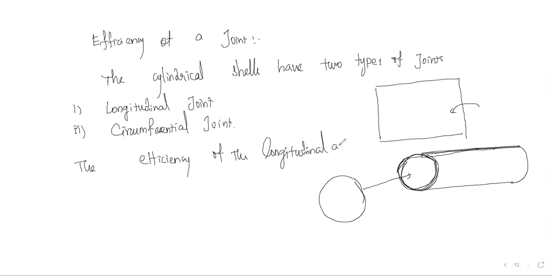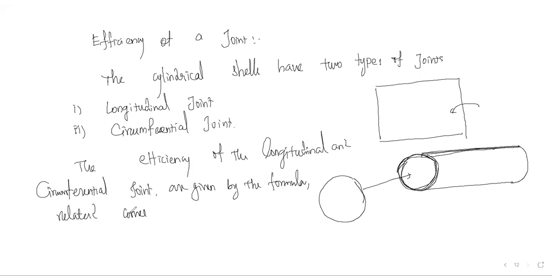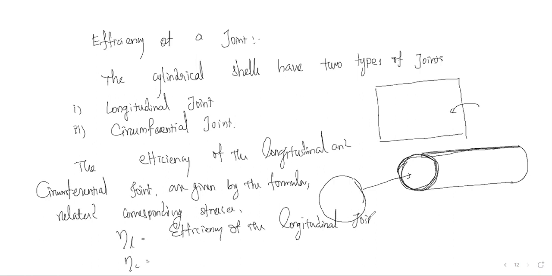are given by the formula related to the corresponding stresses, as efficiency eta L and efficiency eta C. That is, the efficiency of the longitudinal joint and the efficiency of the circumferential joint.